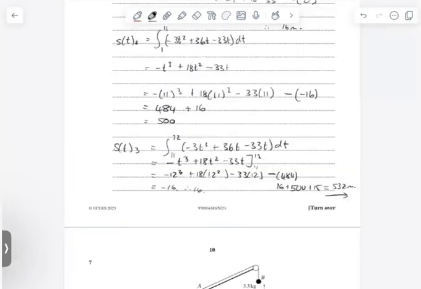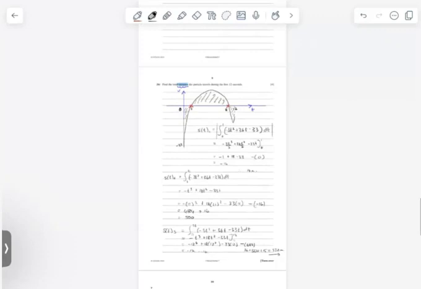Okay, so my trick for this question and my tip is to make sure you understand the graphs and the word distance instead of displacement. If they ask for displacement, you could easily just integrate and go between 0 and 12. Okay.